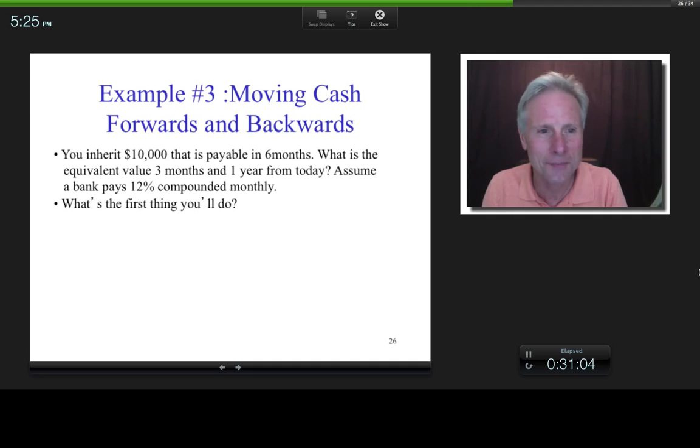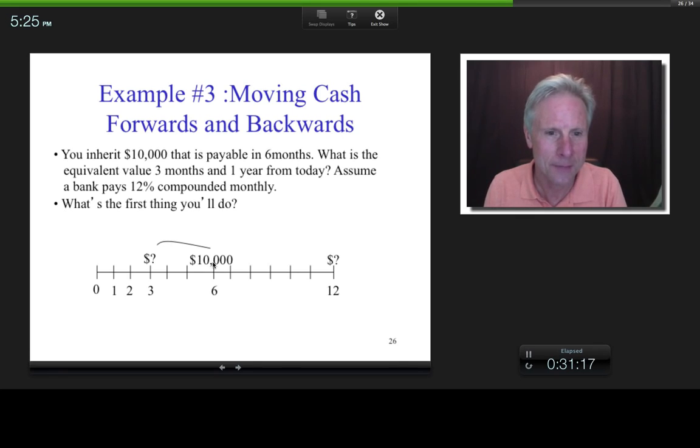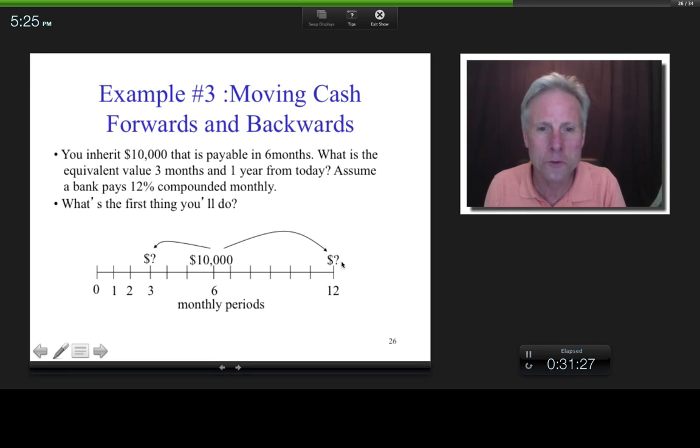So basically, if I draw the cash flow timeline diagram, if I call 0 today, then the 10,000 will show up at what time period? Time period 6. And the question is, well, what is it worth 3 months from today? If this is time 0 today, then what is it worth 3 months from today? And what is it worth 1 year or 12 months from today?